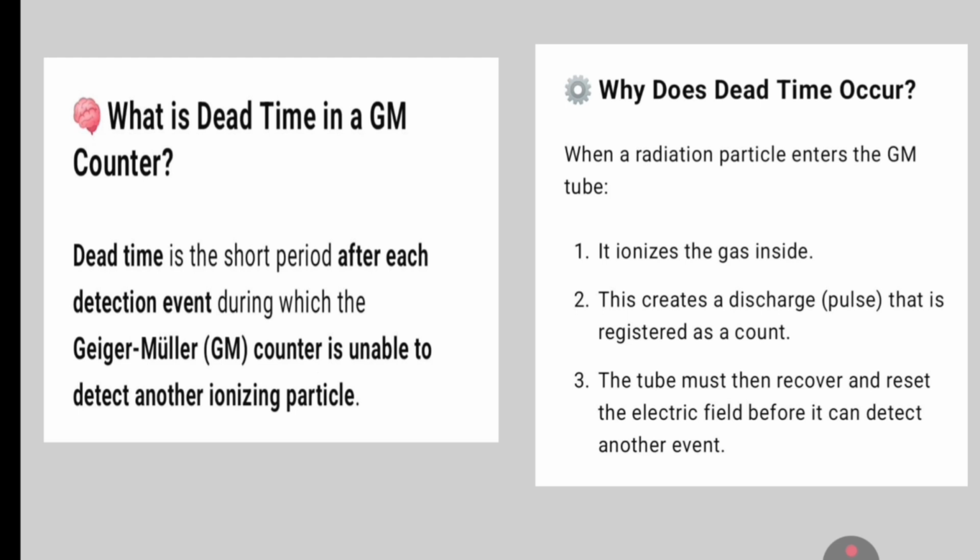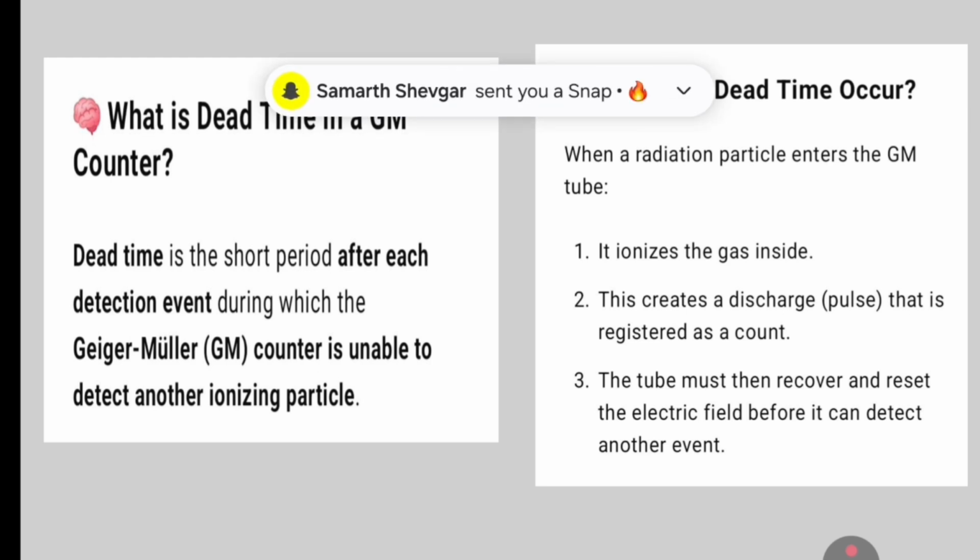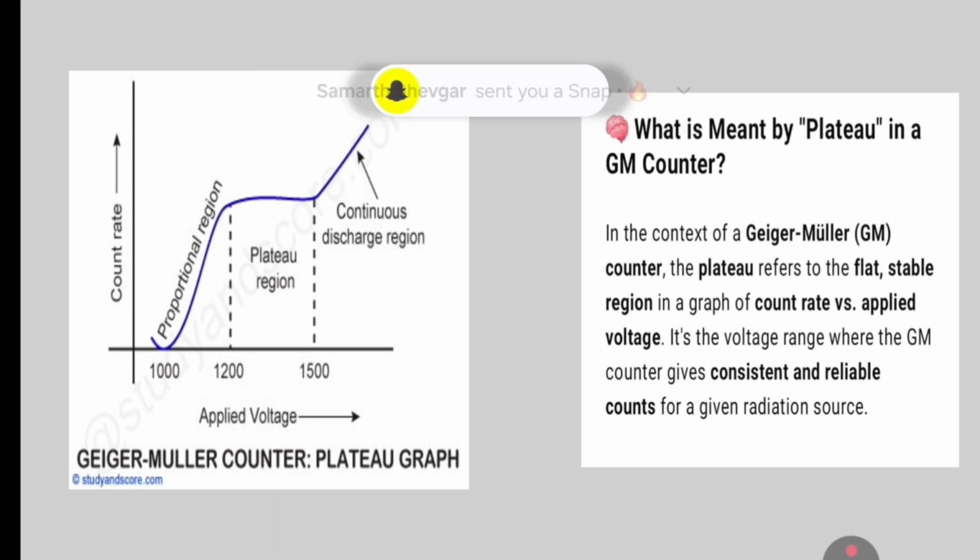What is dead time? In a GM counter, dead time is a short period after each detection event during which the GM counter is unable to detect other ionizing particles. Why does dead time occur? When a radiation particle enters the GM tube, it ionizes the gas inside, like helium and argon. This creates a discharge pulse that is registered as a count. The tube must then recover and reset the electric field before detecting another event.